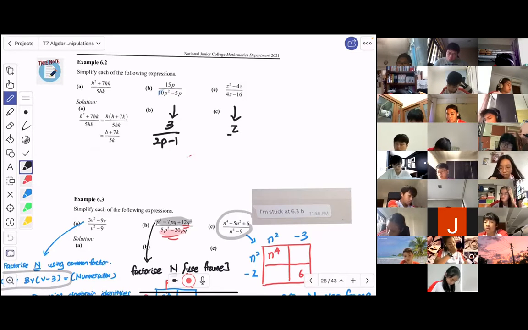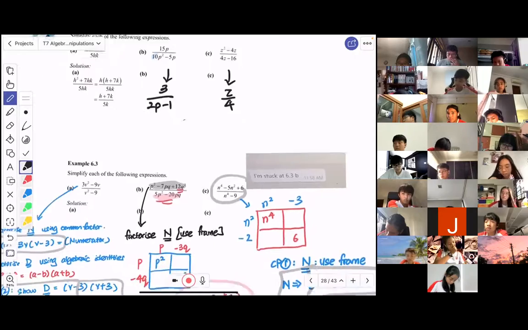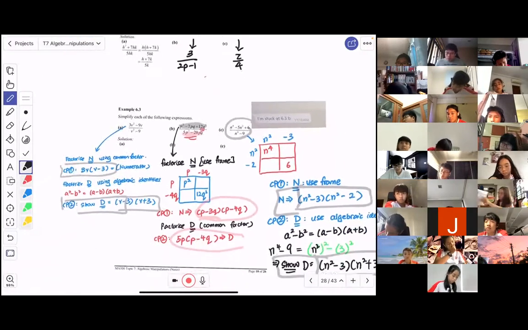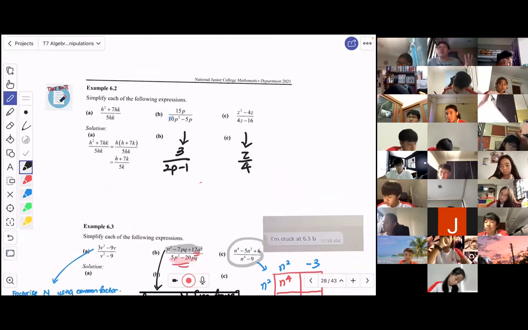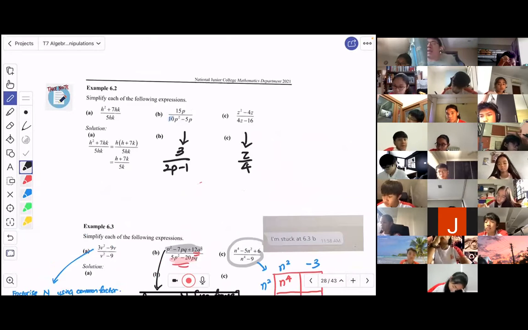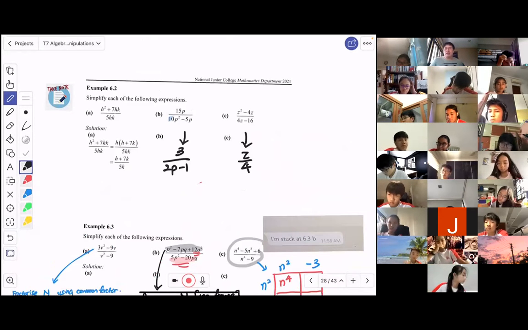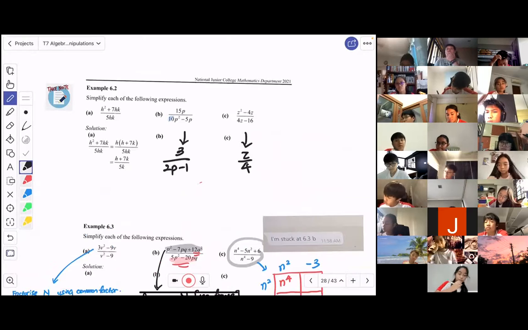This one should be z over 4. Okay? Z over 4. Let me just leave it here on the screen for a while. Please help me to mark. I may be getting some of you to submit a copy of your notes to me later. Okay?